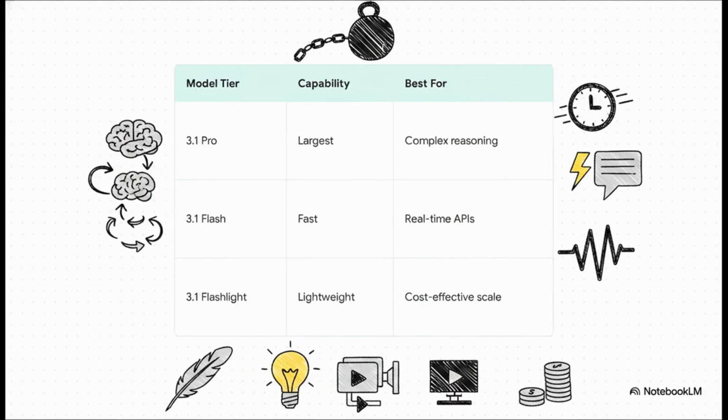Then there's 3.1 Flash, which is that perfect sweet spot of speed and versatility, making it incredible for real-time conversational APIs. And finally, you have 3.1 Flashlight. This one is super lightweight and specifically designed to be highly cost-effective at massive scale, but it still magically retains the ability to analyze video and audio natively.